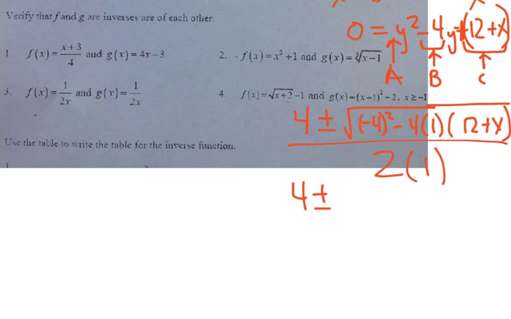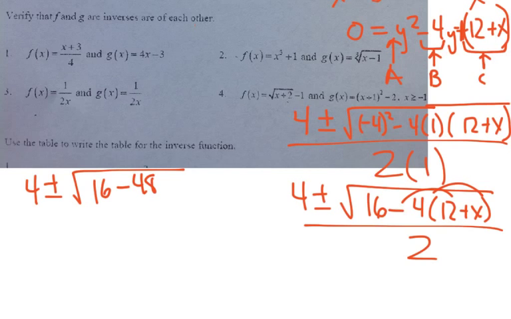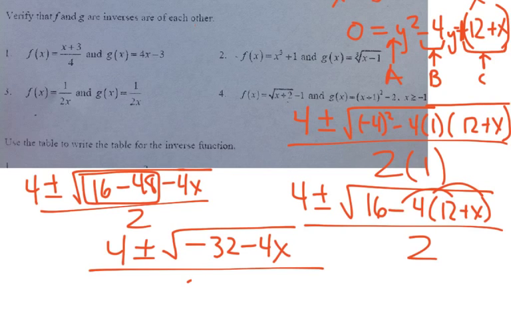So that's 4 plus or minus the square root of 4 squared, which is 16, minus 4 times 12 plus x, over 2. And we simplify that further. 4 plus or minus the square root of 16, then that negative 4 we distribute, minus 48 minus 4x, over 2. Now I'll simplify that. That would be negative 32 minus 4x, 4 plus or minus, over 2.